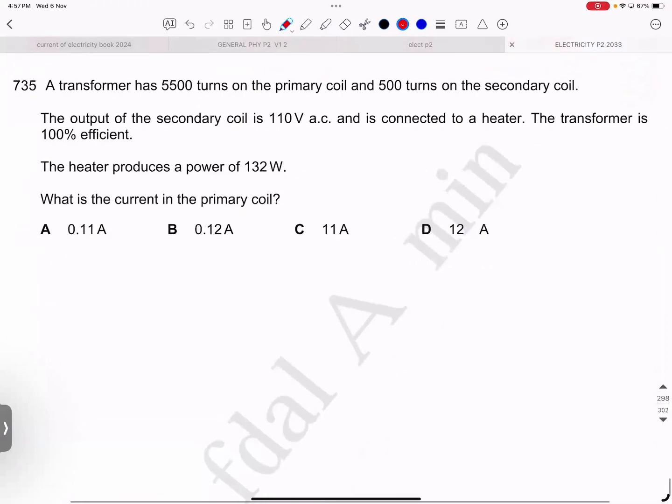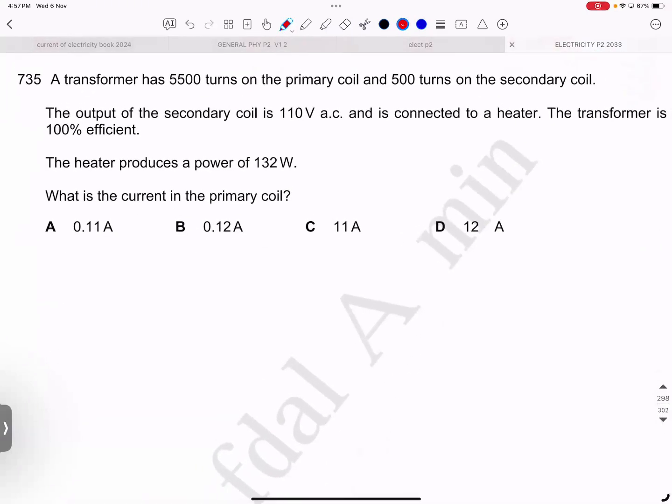Last question. A transformer has 5,500 turns at the primary, NP, and 500 turns at the secondary, NS. The output coil, VS, means the secondary voltage. The output of the secondary coil is 110 V, and the transformer is 100% efficient. It is an indirect, difficult question. The heater produces a power of 132 W.